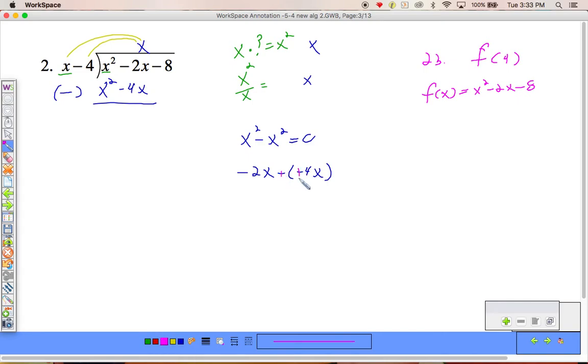I'm going to make that a plus sign because it's two minuses. Negative 2x plus 4x is 2x. A lot of you guys are going to think 6x to start, but you have to change your sign.